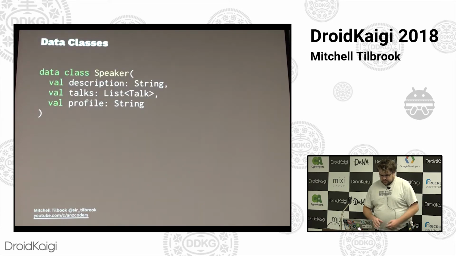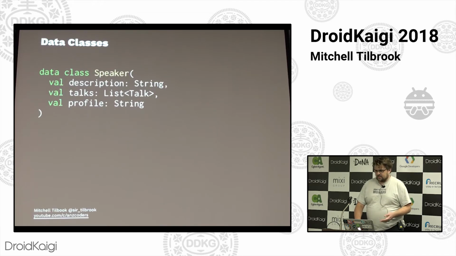Right. Okay, so data classes. Data classes are a nice thing that we have in Kotlin, where if we need to have something which has the equals and hash code, Kotlin will generate these for us.